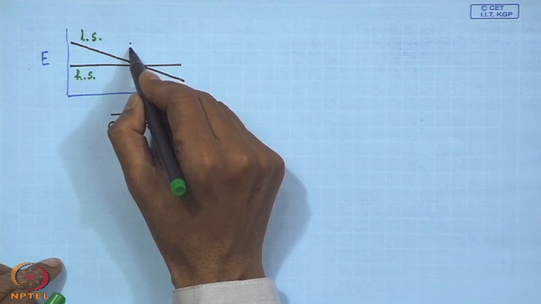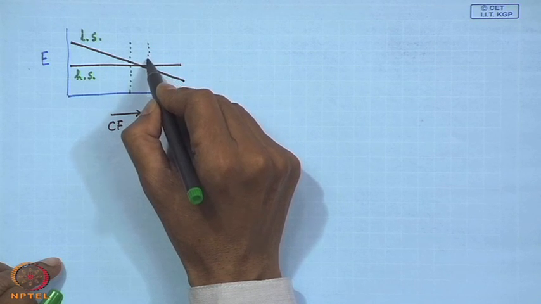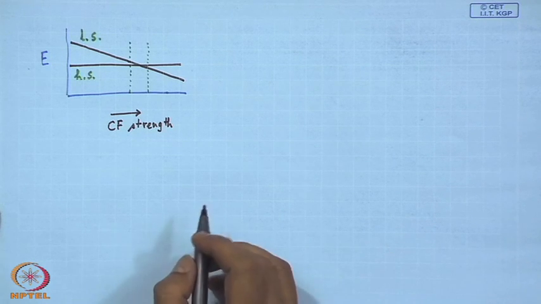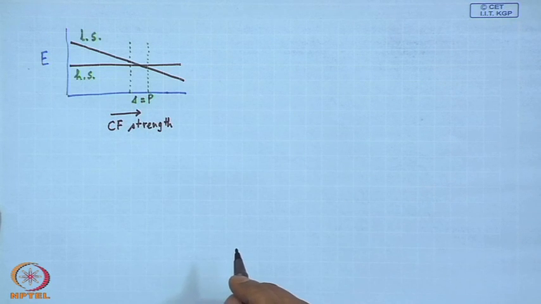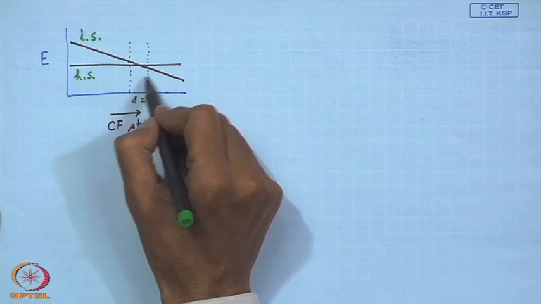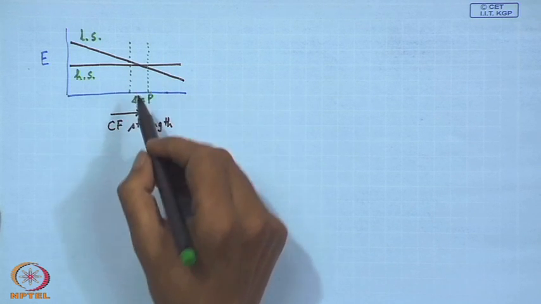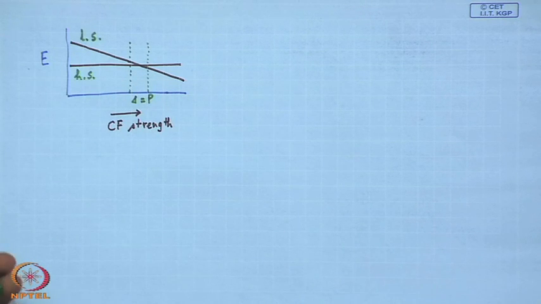This is the corresponding crossover region, and at this crossover region we have the corresponding delta value equal to P. So, as we move from here to here, we get the corresponding value. At this region, the available thermal energy will be at room temperature, and as we move from there, the crystal field will give the corresponding changeover. So, we see that one particular state will be of lower energy compared to the other state.